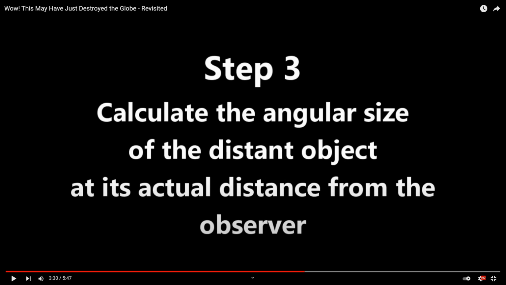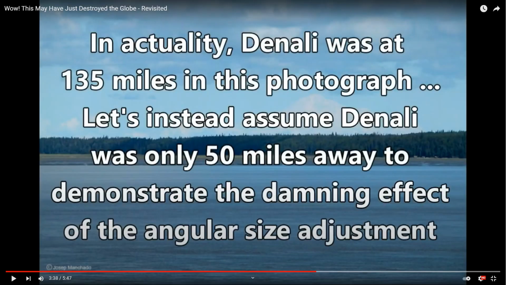Step 3. Calculate the angular size of the distant object at its actual distance from the observer. In actuality, Denali was at 135 miles in this photograph. Let's instead assume Denali was only 50 miles away to demonstrate the damning effect of the angular size adjustment. Well, I'm not really certain why he's doing this.